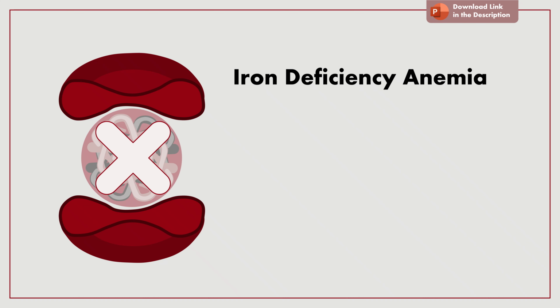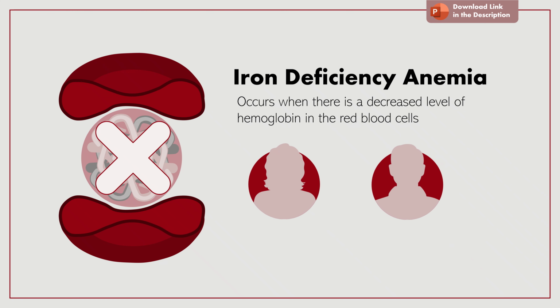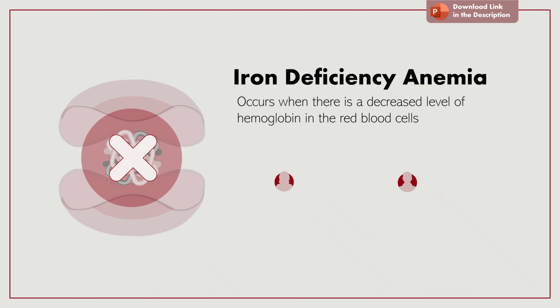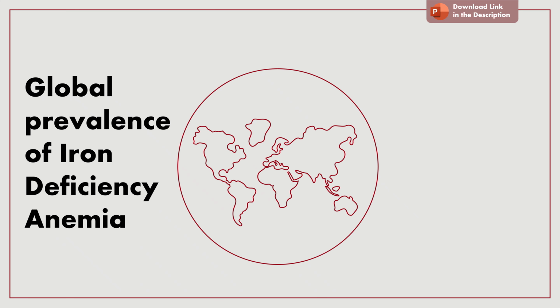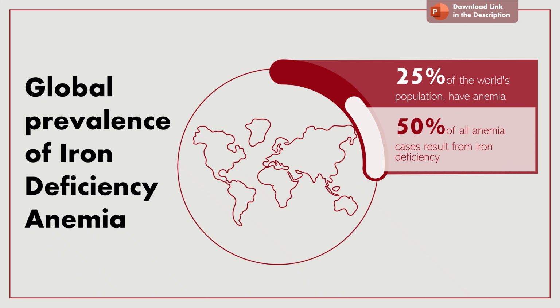Iron deficiency anemia is defined by abnormally low hemoglobin levels in red blood cells, the critical protein that carries oxygen throughout the body. Diagnostic thresholds vary by gender. Hemoglobin levels below 12 grams per deciliter in women or below 13 grams per deciliter in men, representing a significant global health burden affecting approximately 25% of the world's population. Strikingly, half of all anemia cases worldwide, that is 50%, are directly attributable to iron deficiency. These statistics underscore iron deficiency as the leading cause of anemia globally.